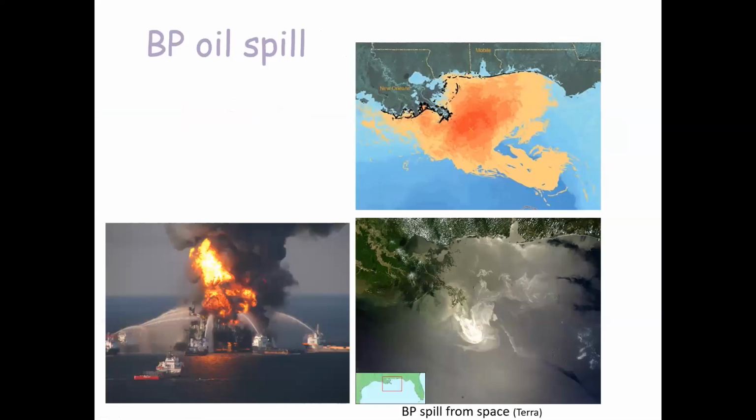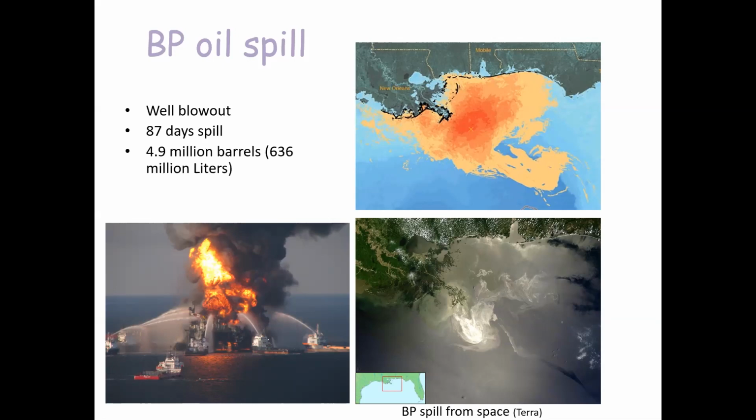BP is probably the biggest one that ever happened in the world. It got lots of attention. It was in the Gulf of Mexico. You can see the origin here, and the spillage was amazing. It was an oil spill from an oil rig, and not from a vessel, and it just kept going for about 3 months. It was a well blowout, 87 days of spill. Compared to the 500,000 barrels that I told you before, this is about 5 million barrels. It's very, very big.